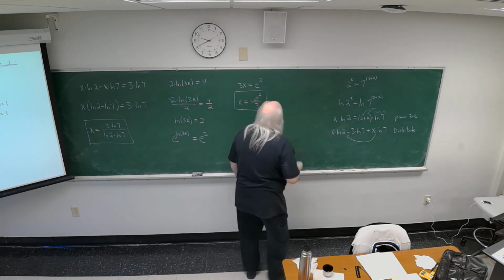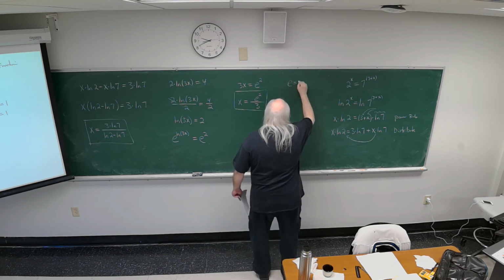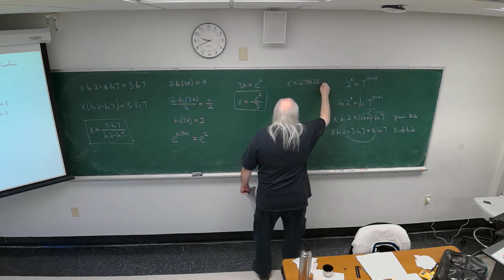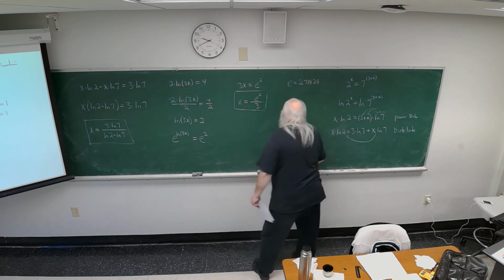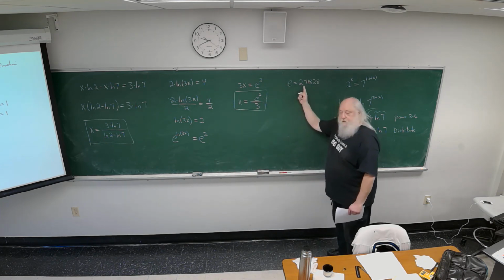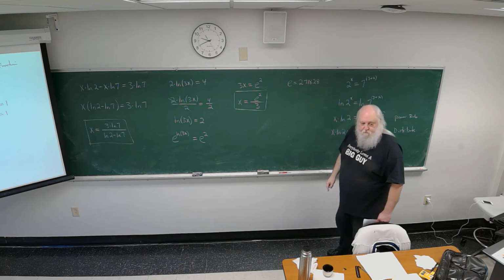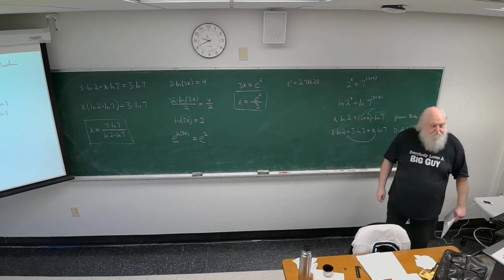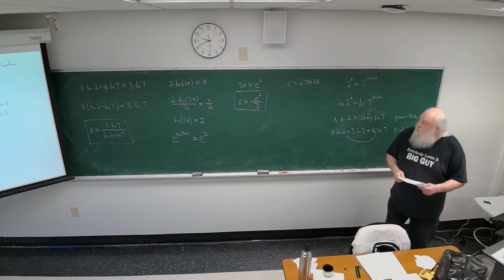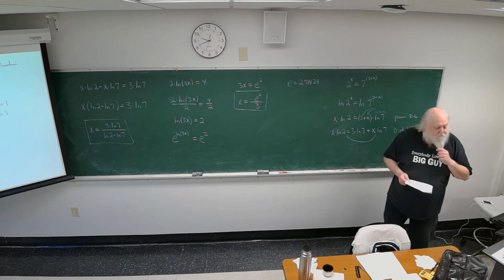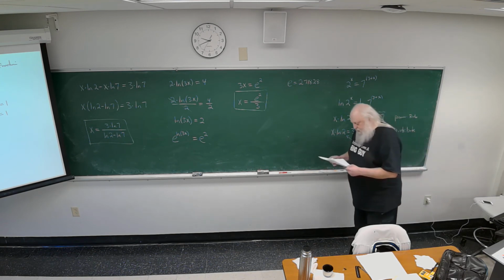Remember, e is equal to 2.718, and so on. So e squared is just this number, 2.718 squared. Any questions on that, ladies and gentlemen? All right.